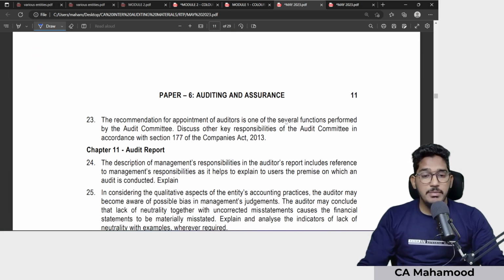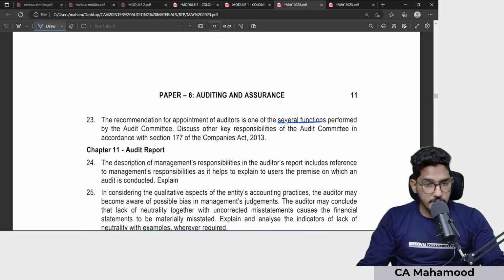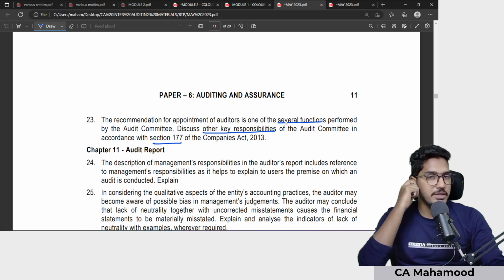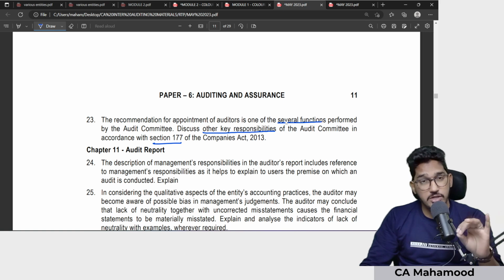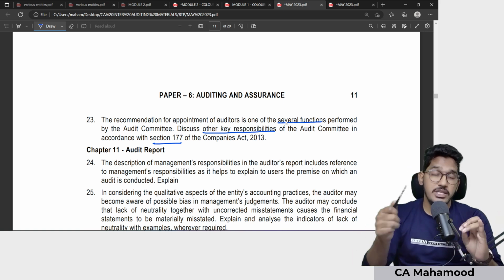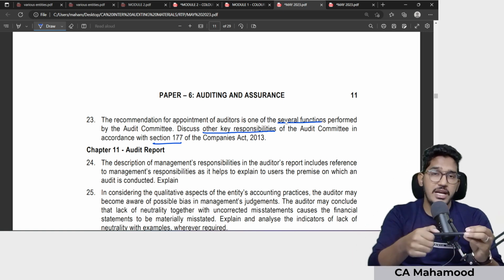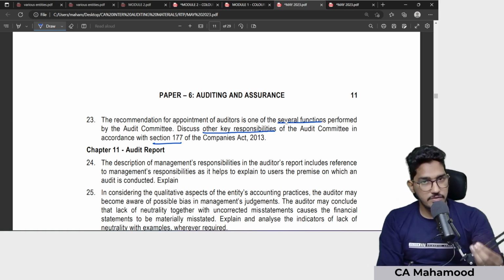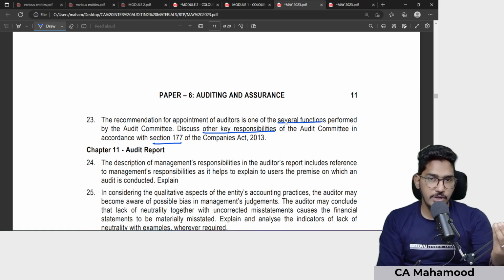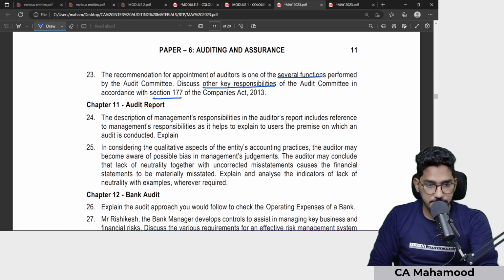Next one. The recommendation for appointment of auditors is one of the several functions performed by audit committee. Discuss the other key responsibilities of audit committee. As per section 177, what are the audit committee's responsibilities? The list of responsibilities you have to write here. Like they will select the auditor, they will decide the remuneration, they will check whether auditor is doing the work properly or not, they will check the independence of the auditor, they will review the financial statements, they will give approval of related party transactions. So like that list of responsibilities, whatever are there in the company audit chapter, that you have to write here.